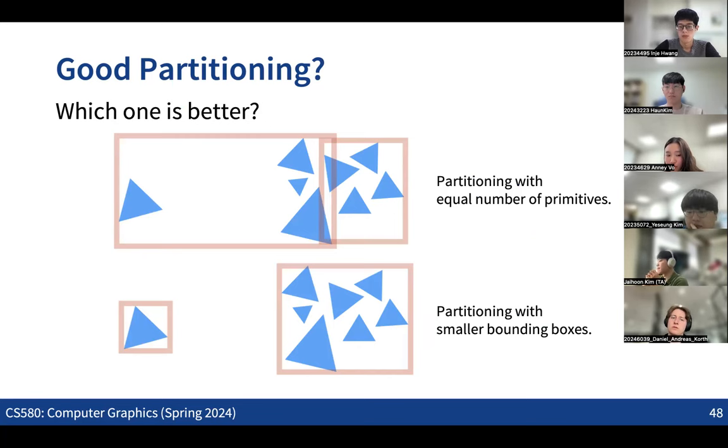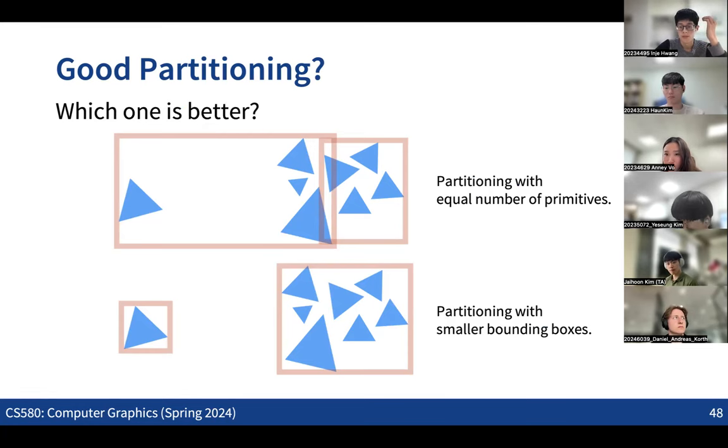Why? Because we have this big bounding box. It's better to have a tight bounding box, so that for all the rays that are passing through the empty space, we do not check the intersection with any of the primitives. When we have tight bounding boxes, we can reduce the cases where the ray intersects with the bounding box while the ray is actually not intersecting with any of the primitives.